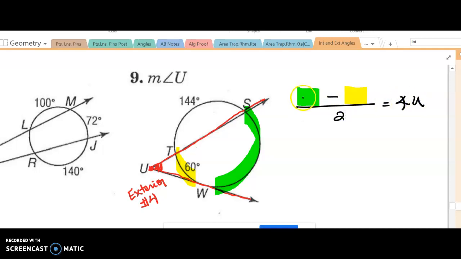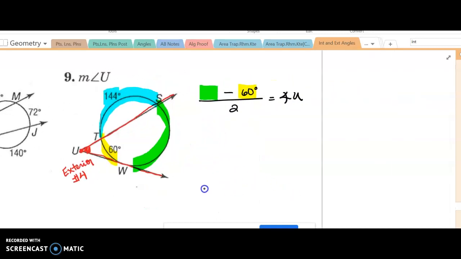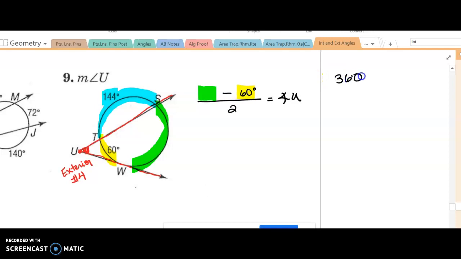So we don't know the green arc, we do know the yellow arc is 60, and we don't know angle U. What we do know is we also know this 144 over here. So if we do 360 degrees for the whole circle, so this is my side work over here, 360 degrees for the whole circle minus the 144 piece over there in blue. Take away that, we also take away the 60 there in yellow. The remainder should be how much I have for the green arc.